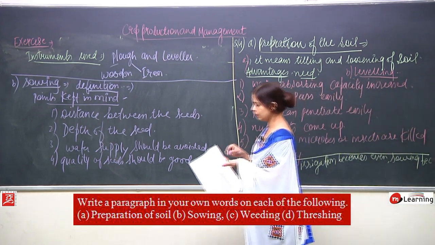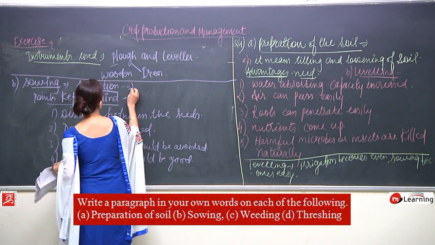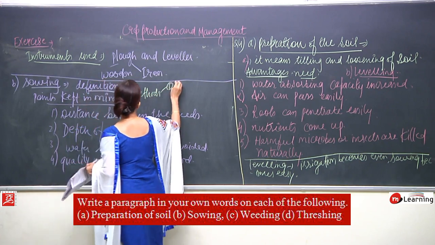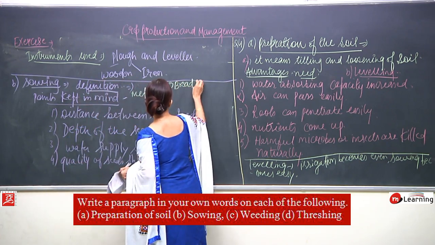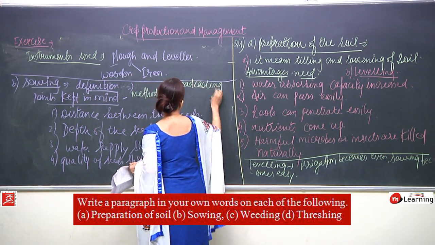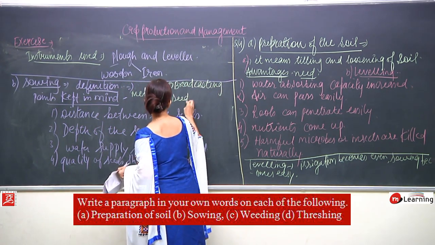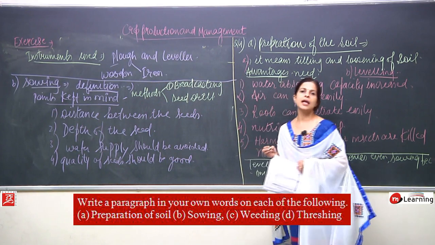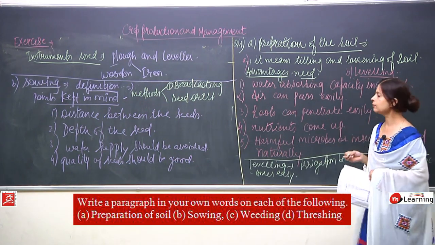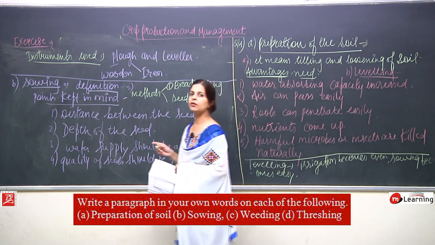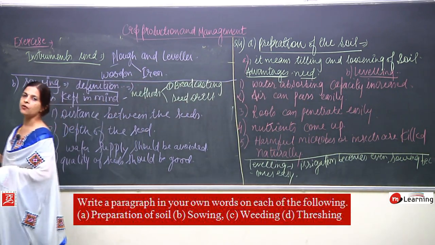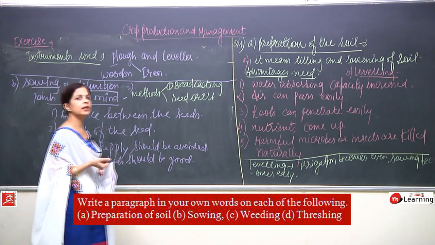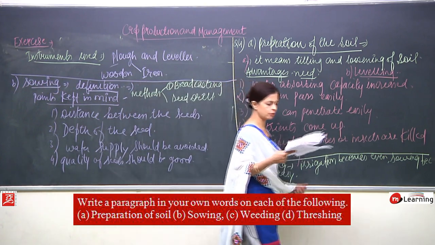Again, how can it be done? It can be done in two ways, steps or methods. First is broadcasting, and second, seed drill. And at the time of sowing the seeds, even manure can be added. So it depends upon the quality of the soil, the quality of the seeds, and even on the farmers, how they want to sow. So this was the complete paragraph about sowing.